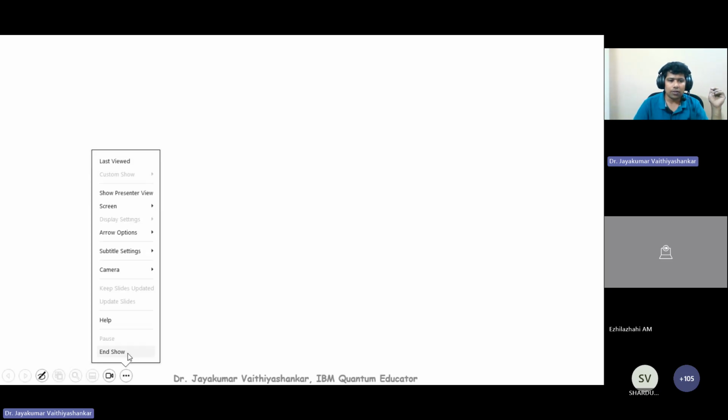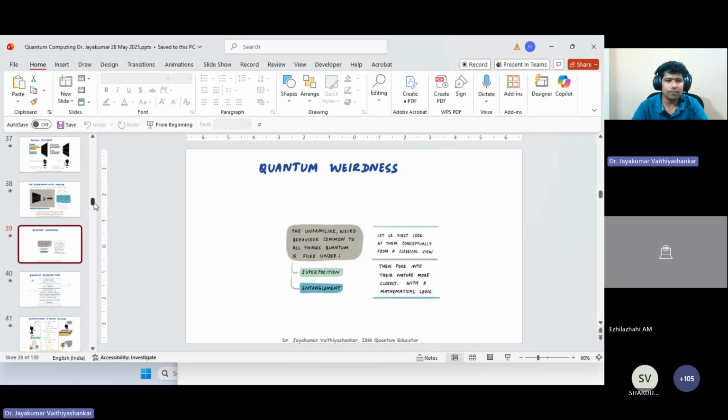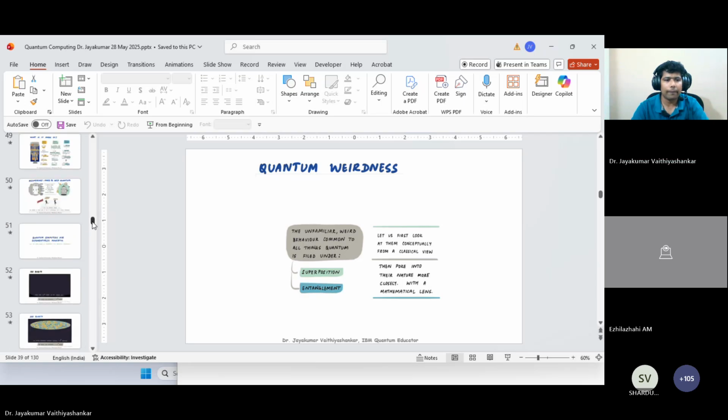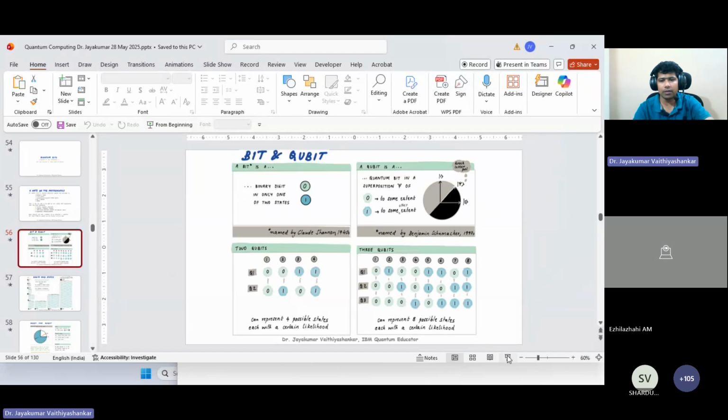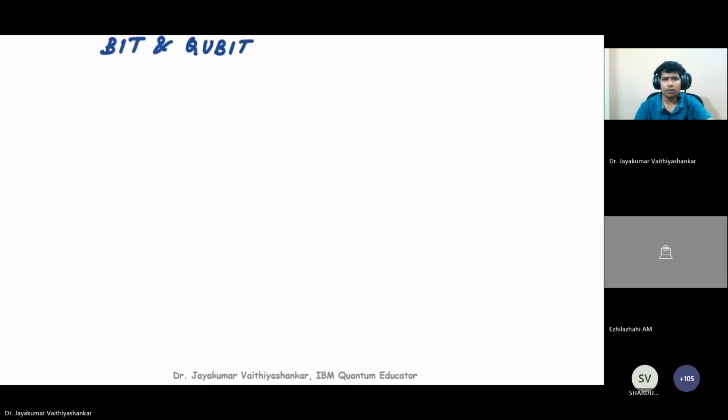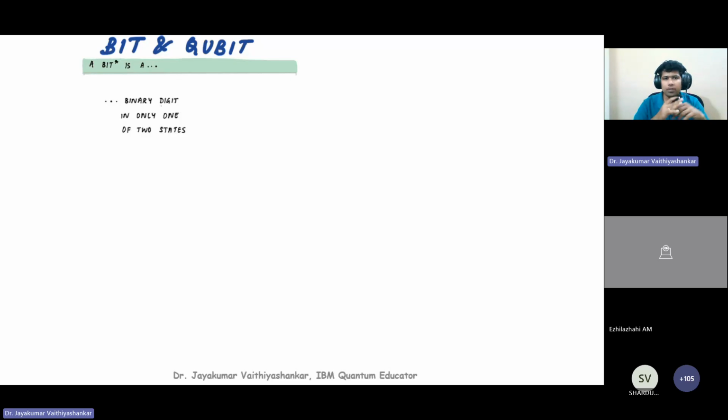Okay. So I'll describe the qubit. This is the depiction of the qubit. We'll start from the basics. A bit is a binary digit. It contains only one of the two states at a point of time. Imagine you have a flip-flop, a transistor, or a register. At one particular point of time, you're able to represent only one data, one state. Imagine you have a capacitor.